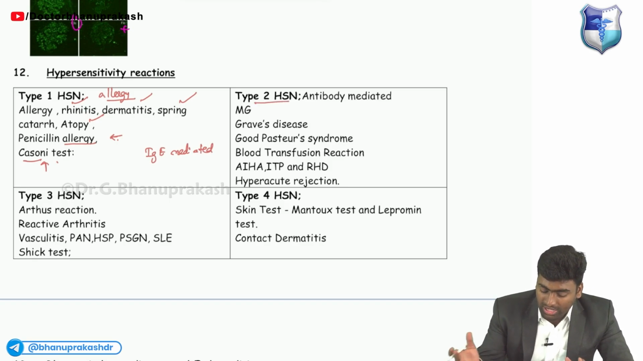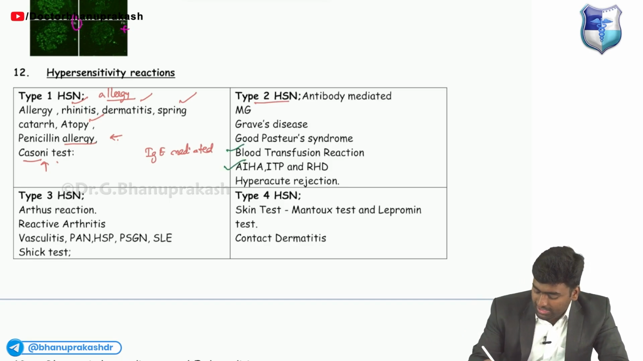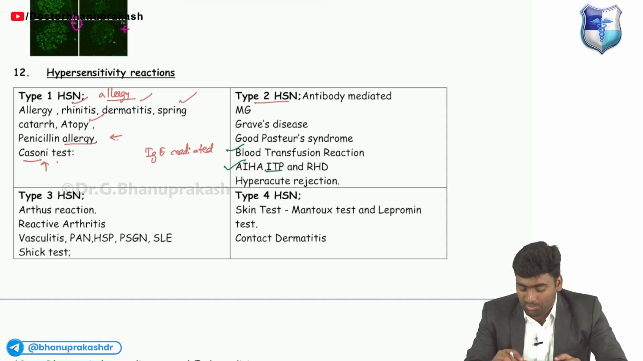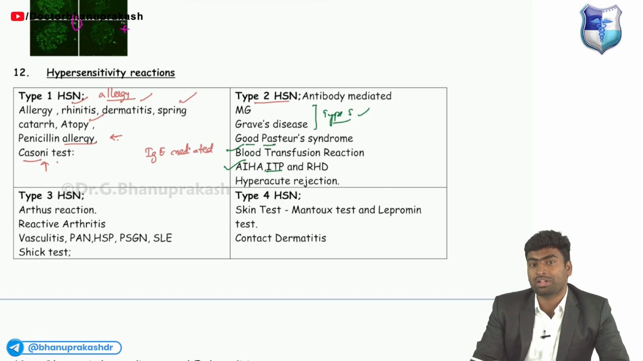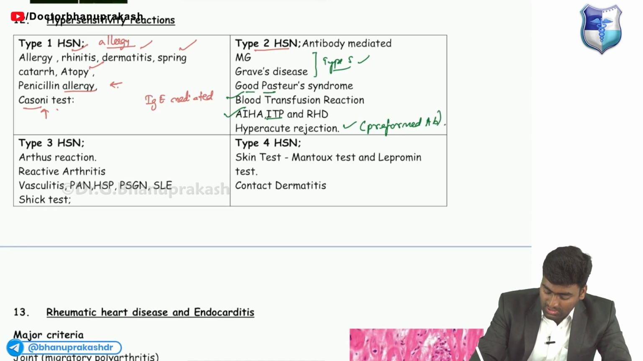Type 2 is mainly blood related. Whatever it is, like blood transfusion reaction, autoimmune hemolytic anemia, ITP, all of them are type 2 hypersensitivity reactions. And in rheumatic heart disease, the initial part, there is molecular mimicry, which is also type 2 hypersensitivity. Graves disease and myasthenia gravis were previously known as type 2, now they are classified differently. There is also Goodpasture syndrome, with antibody against the glomerular basement membrane, and hyperacute rejection because of pre-formed antibodies, which is also type 2.